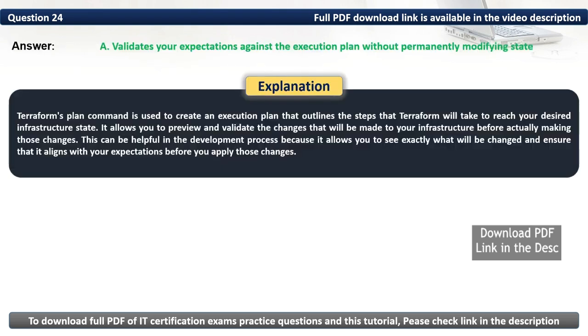Terraform's plan command is used to create an execution plan that outlines the steps that Terraform will take to reach your desired infrastructure state. It allows you to preview and validate the changes that will be made to your infrastructure before actually making those changes. This can be helpful in the development process because it allows you to see exactly what will be changed and ensure that it aligns with your expectations before you apply those changes.